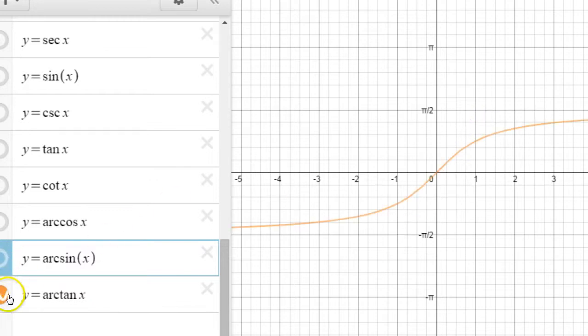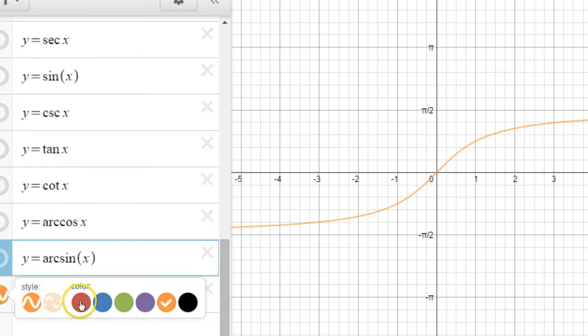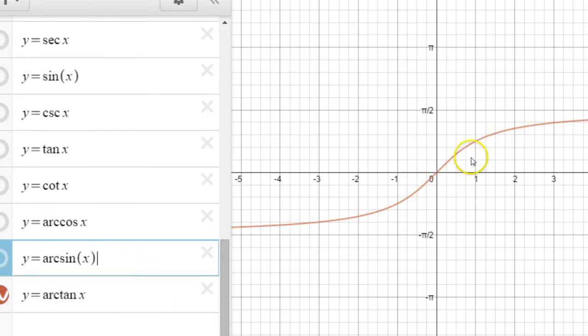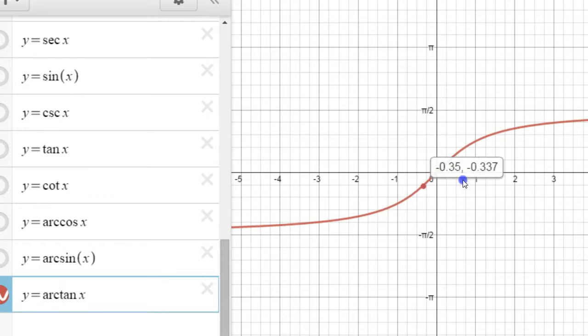Now tangent, I love how all these colors turn out to be the lightest colors. That's funny. Tangent's domain and range are flipped. When you flip the domain and range, you have to pay attention to the fact that now the domain is all real numbers, and the range is from negative pi halves to pi halves. We do the same thing for tangent: negative pi halves to pi halves in the answers too.